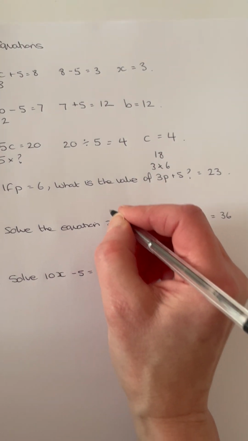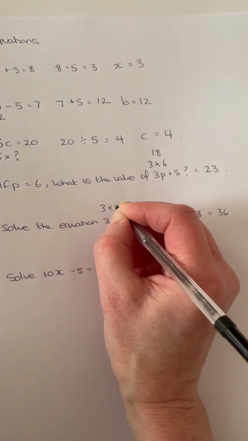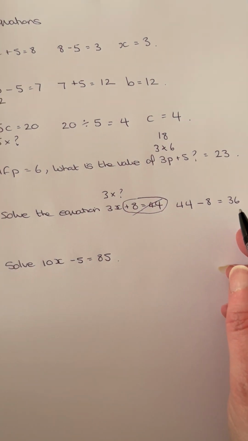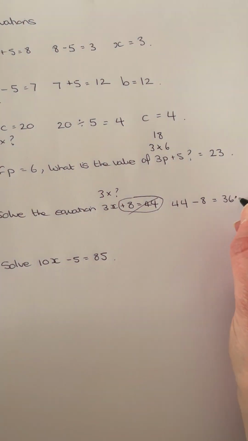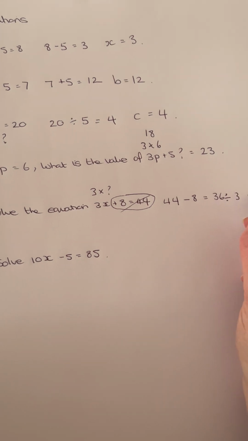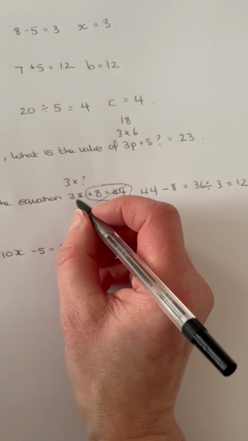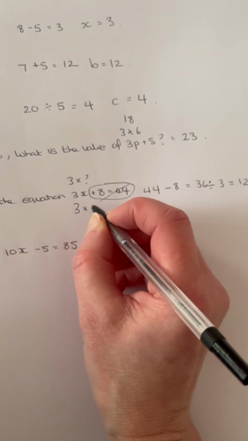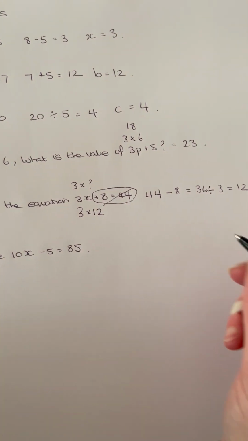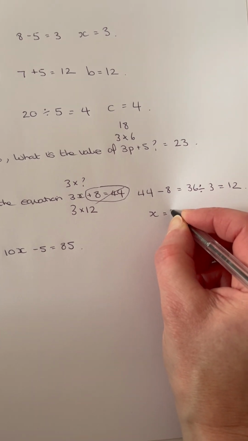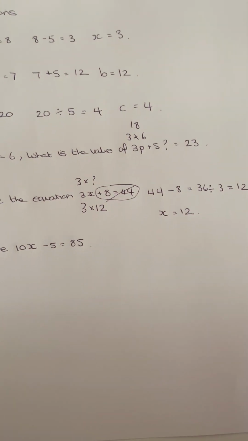Right, so we know this is 3 times something. So we've got 36. So we need to divide that by 3, which gives us 12. So it's 3 times 12. So we know x equals 12.